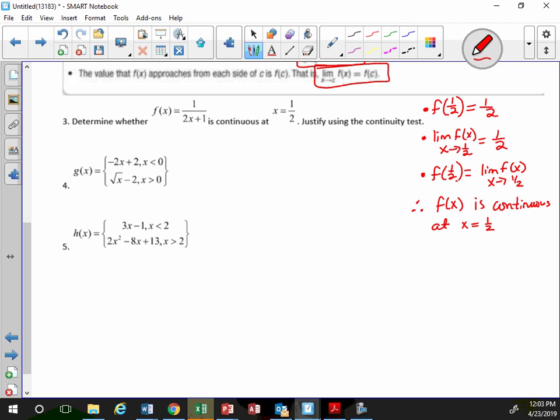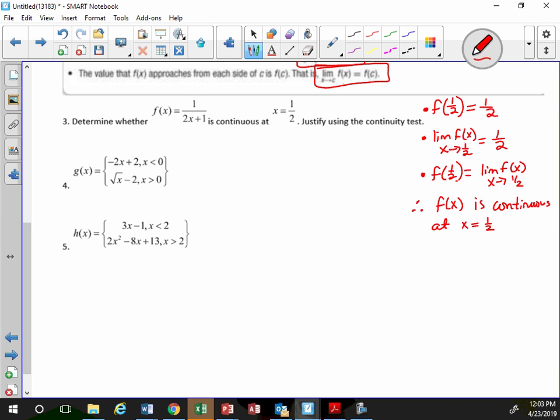Wait, what's that symbol for therefore? Three dots. What else? If they happen to be not equal, you'd say it's not continuous because they're not equal. And if the function is not continuous, the IVT, the intermediate value theorem, does not apply.